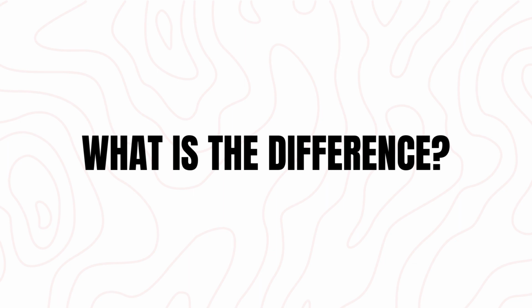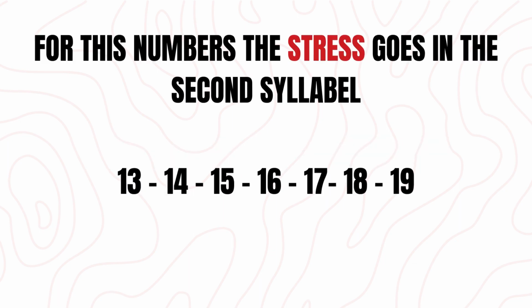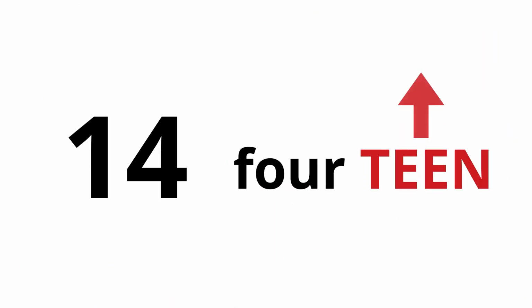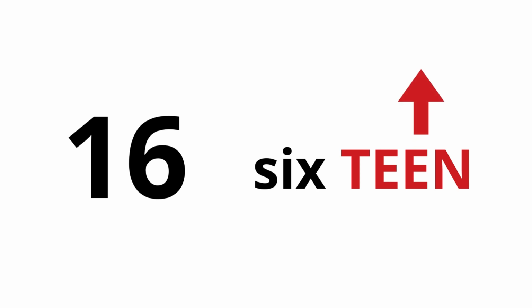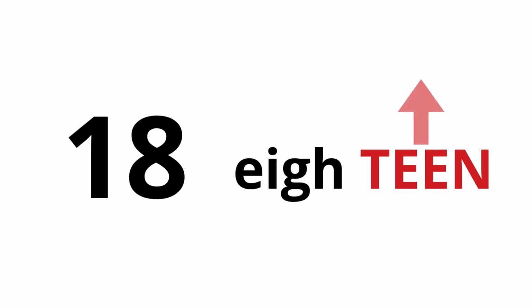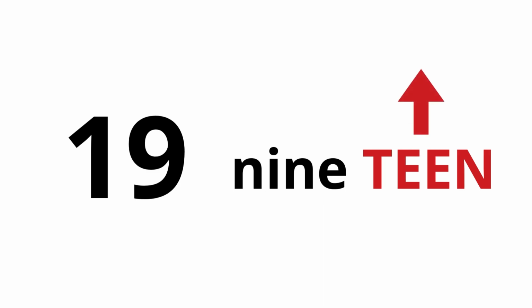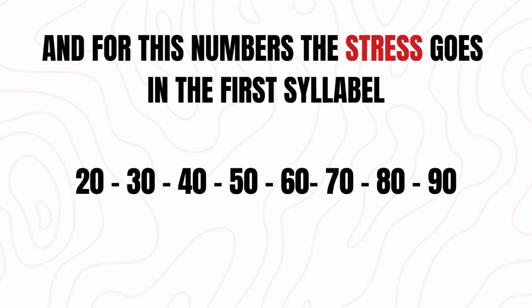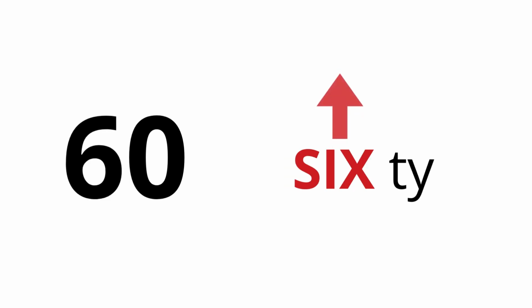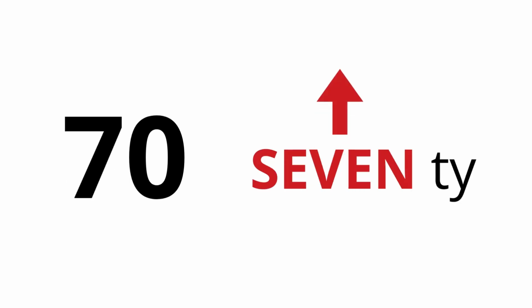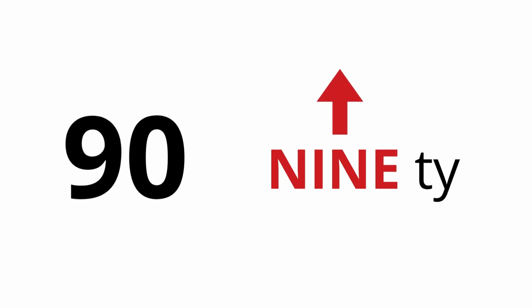What is the difference? For these numbers, the stress goes on the second syllable. 13, 14, 15, 16, 17, 18, 19. And for these numbers, the stress goes on the first syllable. 20, 30, 40, 50, 60, 70, 80, 90.